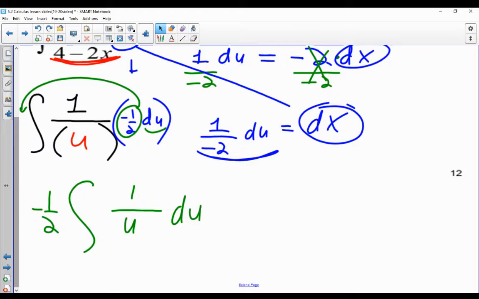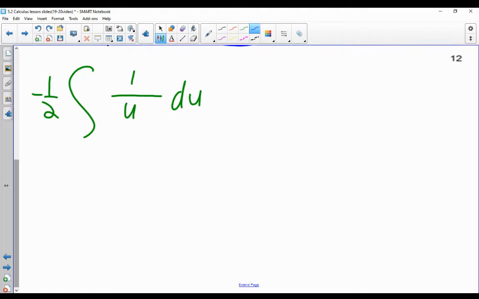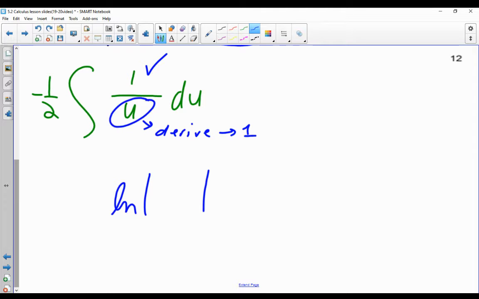Okay, so now that it's rewritten like this, let's see if we can do our little trick now. In other words, take the bottom, derive it. Well, you know the derivative of x is 1. The derivative of u, still a variable, should be the same thing. The derivative of u should just be 1. And does that match the top? Sure does. So now we can use our natural log: natural log of the bottom, where the bottom is u, and then plus C.